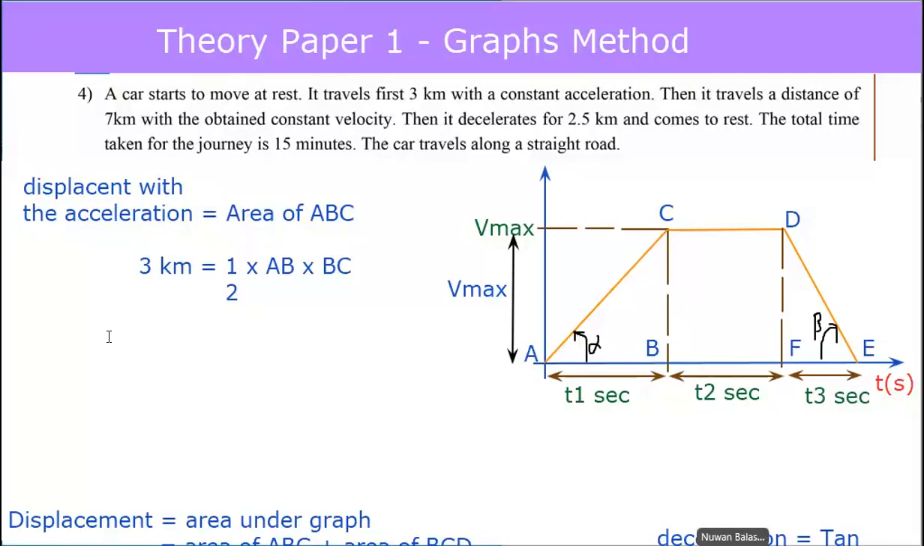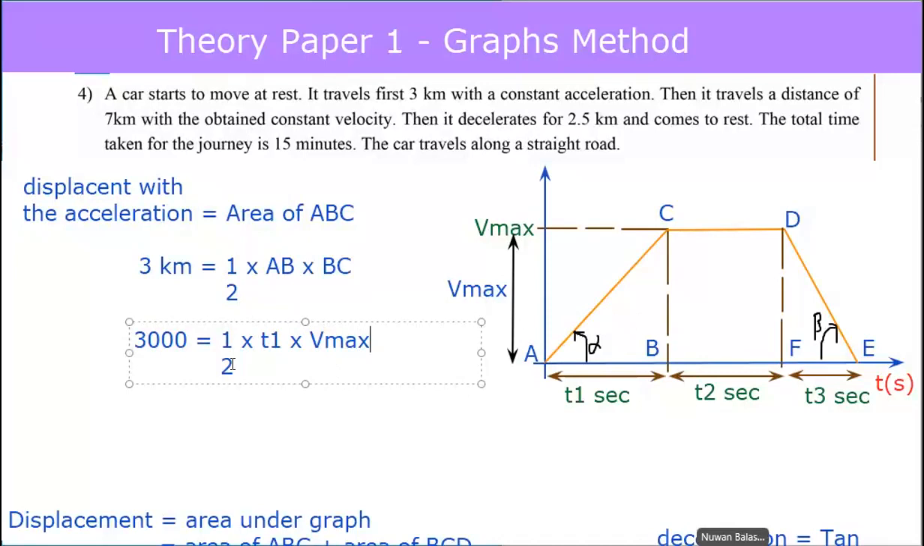So 3 kilometer means 3,000 meter. That is not such a big thing. Half into AB. AB is T1. We don't know what the T1 is. BC. What is BC here? Can somebody tell me what the BC is? We don't know actually what the BC height is, but BC height should be equal to Vmax.